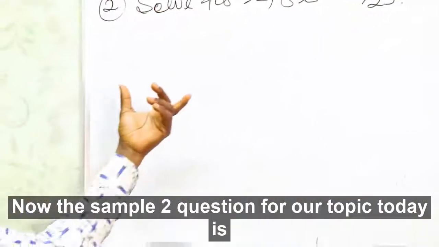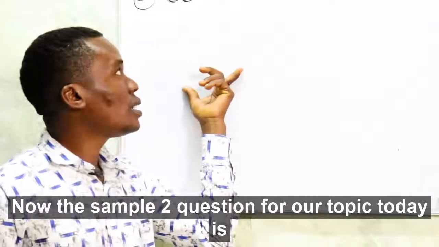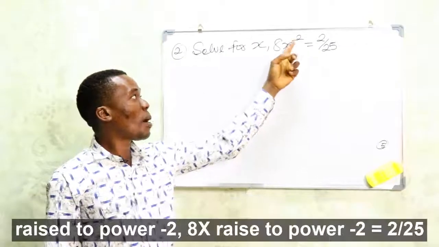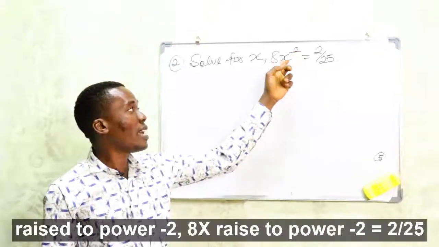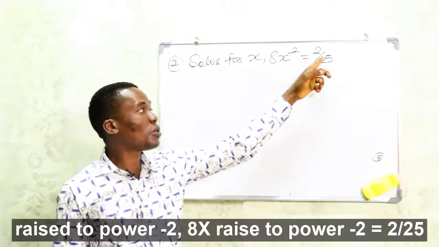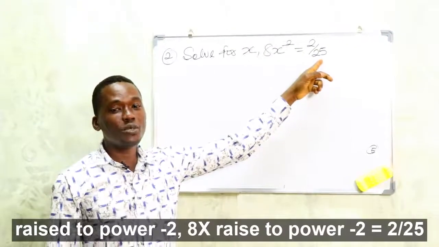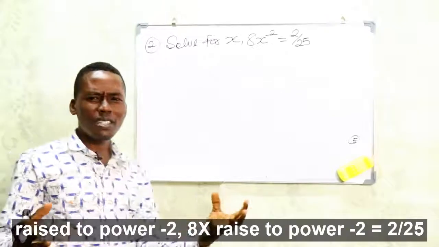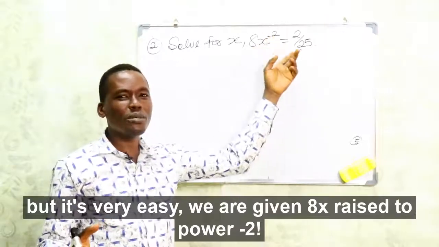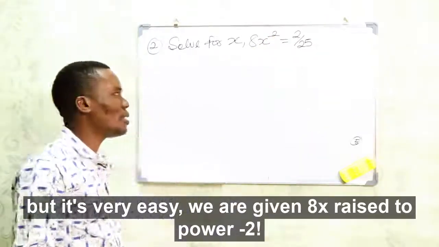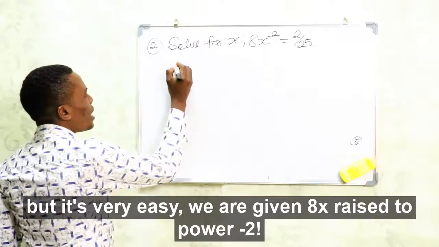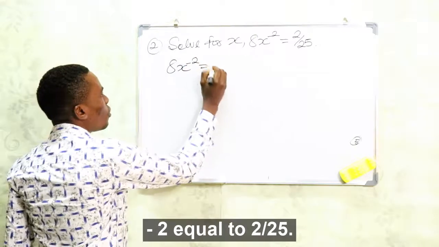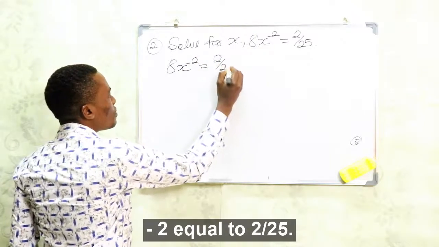Now the sample 2 question for our topic today is solve for x when 8x raised to power minus 2 is equal to 2 divided by 25. Now, these questions seem very difficult because of all the minus you see, but it's very easy. Now, let's look at it. We are given 8x raised to power minus 2 equal to 2 over 25.